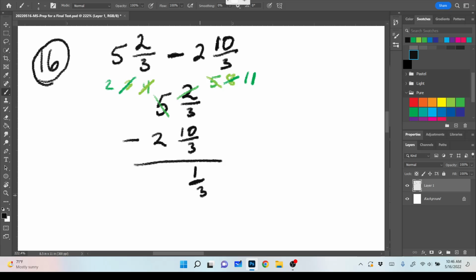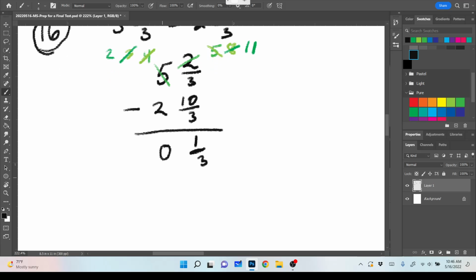What's 2 minus 2? 0, right? So 0 plus 1/3 is 1/3. Is it going to be positive 1/3 or negative 1/3? Positive 1/3. Yep, because the bigger one on the top is positive. Beautiful.